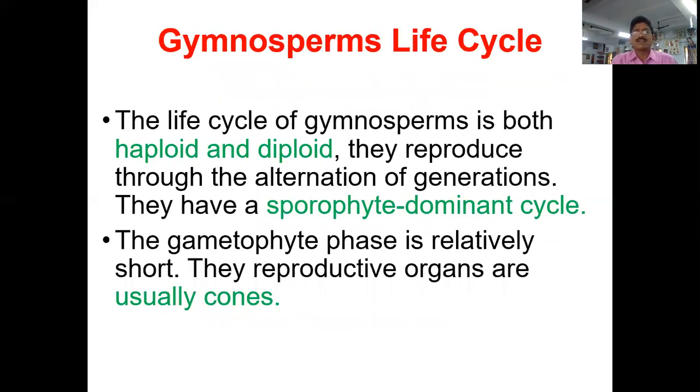When you see the life cycle of gymnosperm plants, it is both haploid and diploid. They reproduce through the alternation of generations. They have a sporophyte dominant cycle. The gametophyte phase is relatively short. The reproductive organs are usually cones. So most gymnosperm plants depend upon the sex organs or reproductive parts, male cones and female cones.